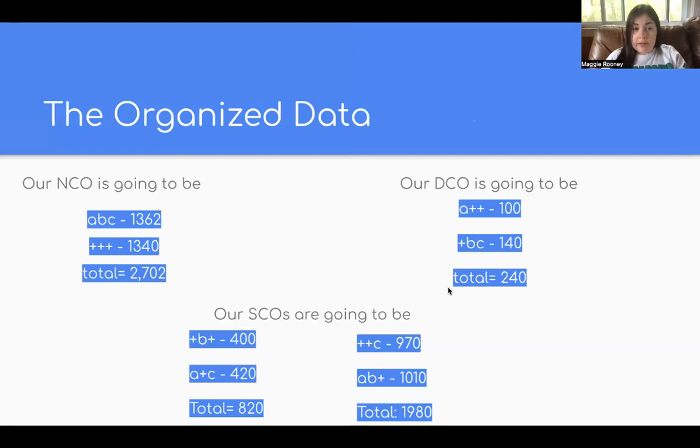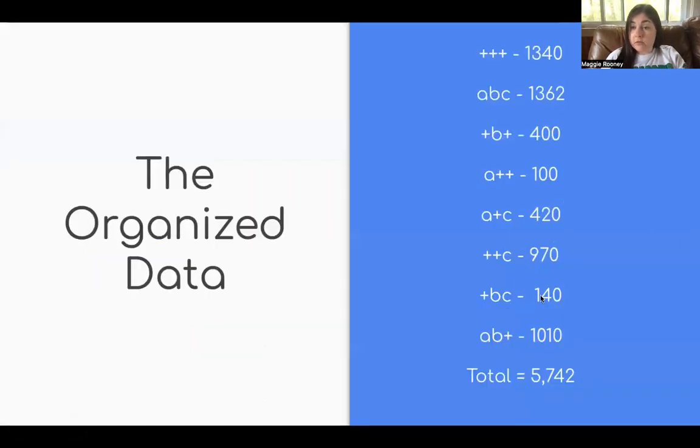This is our data getting all organized. So over here, our non-crossover, as we just said, is the highest numbers that we have here. We have a total of 2,702 for our non-crossover. Our double crossover, two lowest numbers, we have a total of 240. And here are our single crossovers, the two sets of data that were left. So here they are organized by lower and higher numbers. We have our first one to be a total of 820, the second one for a total of 1980. Here is the data again for reference, and we also have a total here at the bottom, which we're going to use later, of all of the given data set.